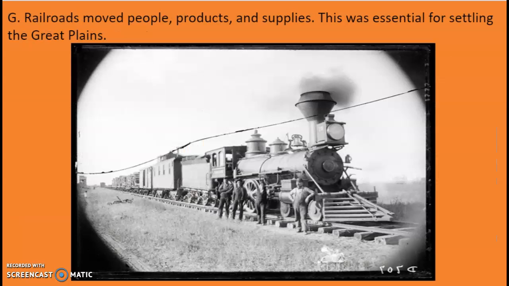Of course, there's the railroad, and I know that we've talked about the railroad already, but we're going to continue to do so, and you're probably going to hear some repeat stuff. Railroads move people, products, and supplies. They were essential for settling the Great Plains. And I'm not going to mention too much about this because we already have talked about it, and I know that I'm going to mention a little bit more later on.